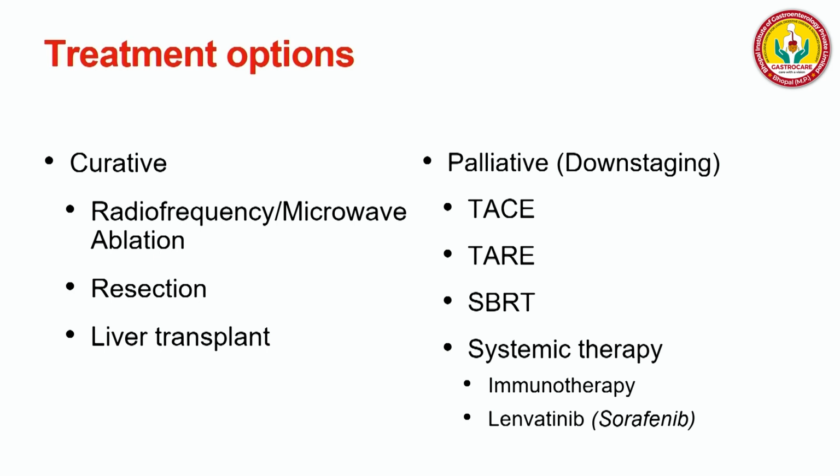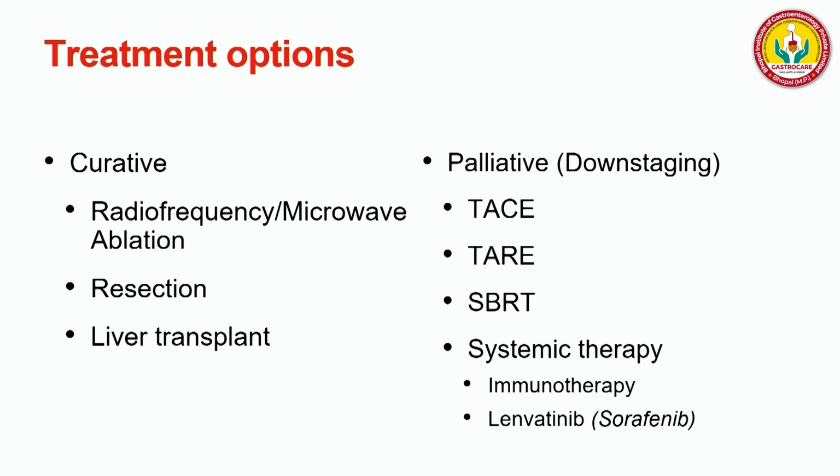Please understand that we have very limited treatment options. We can divide our treatment options into curative and palliative. Let's remember this slide, because everything will be based on this. Curative options are only 3: ablation, as in either radiofrequency or microwave, or hepatic resection, or a liver transplant. Everything else, whether it's TACE or TARE or SBRT or systemic therapy, is palliative. You are not curing the patient with these medications.